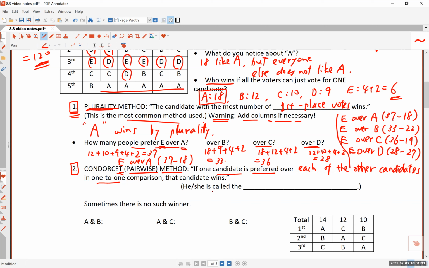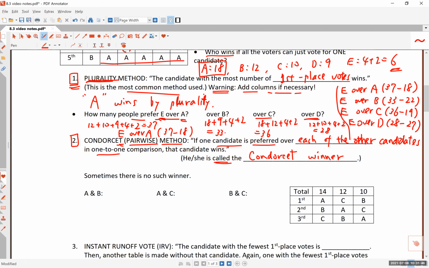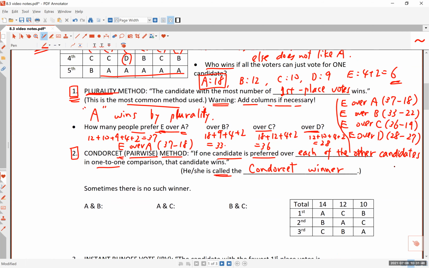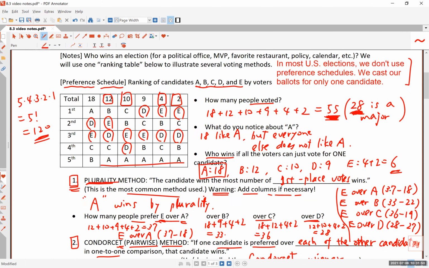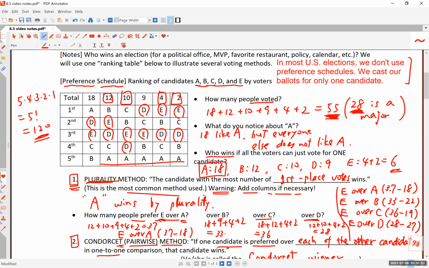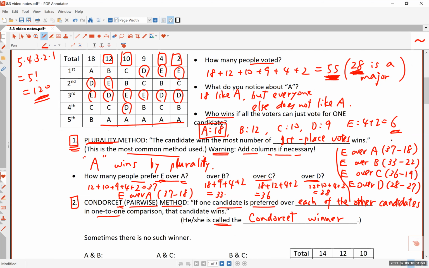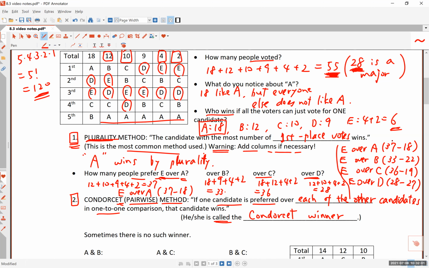And so that person who is preferred over everybody else is called the Condorcet winner. Now, it doesn't always happen, okay? The Condorcet winner may not exist in many cases, but in this particular case, E is clearly favored over everybody else, all other 4 candidates, A, B, C, and D. So we declare E to be the Condorcet winner, and E is the winner of this election by the Condorcet method.